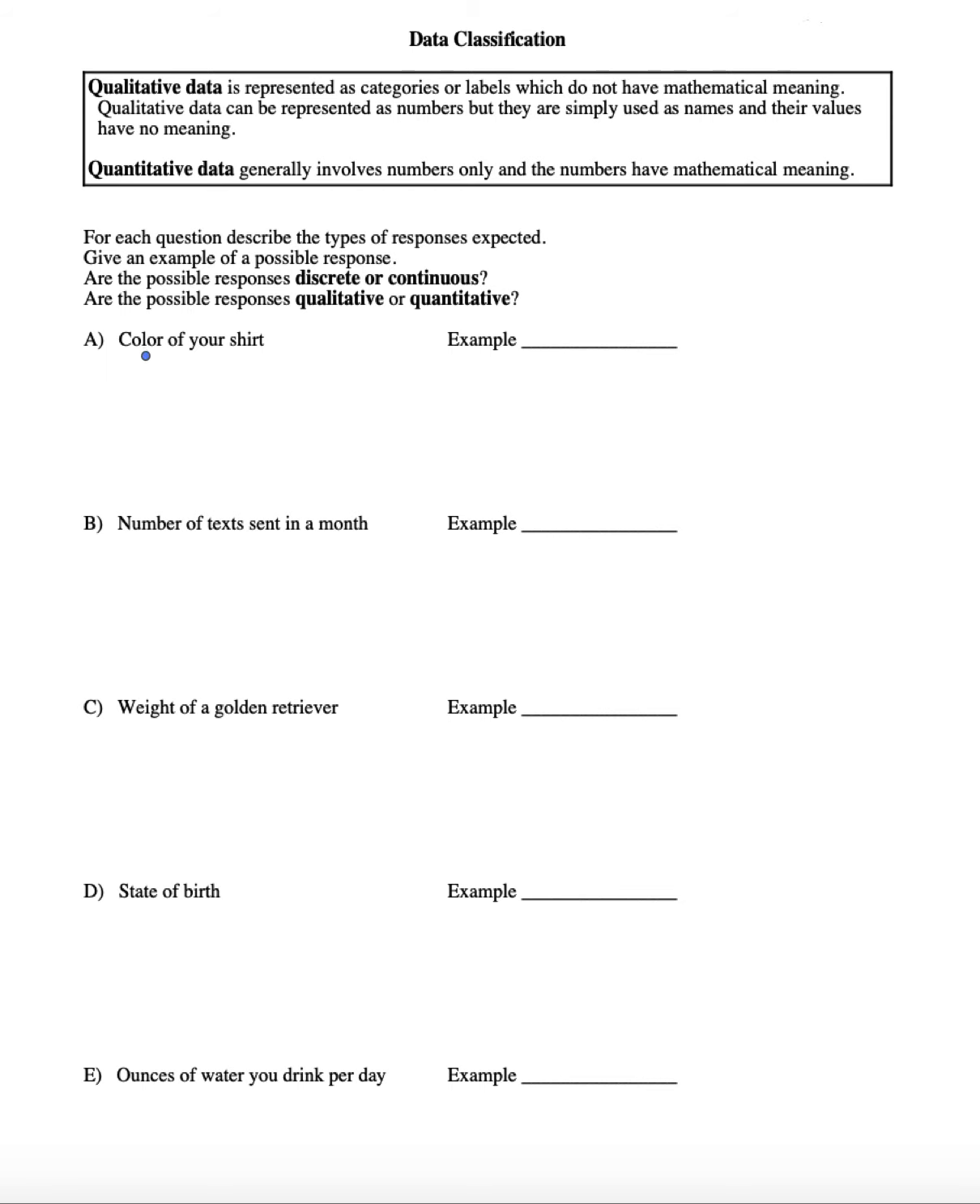Okay, if we're asked to give the color of a shirt, one possibility could be the color label blue. And in that case, these types of responses would be discrete, meaning there would be different categories of color. Let's say blue, red, and green.